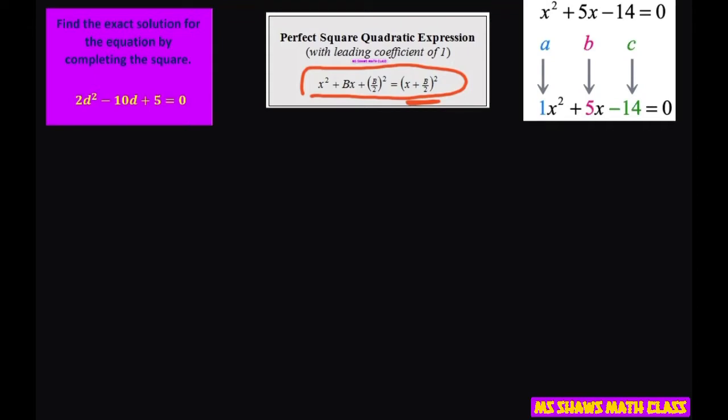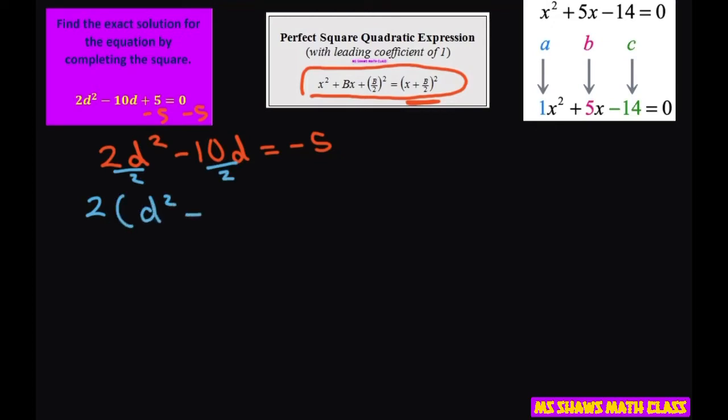So the way to start this is let's just write it as 2d squared minus 10d, and let's subtract 5 from both sides. So it's going to be negative 5. Now we want to factor out a 2. So basically it's like dividing by 2, but you don't lose the divisor. So you get d squared minus 5d equals negative 5 halves.